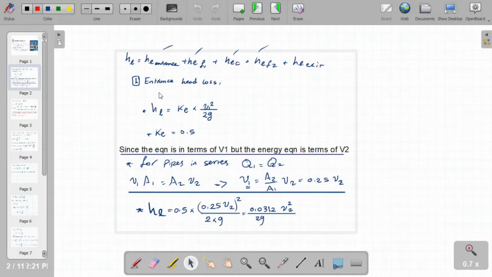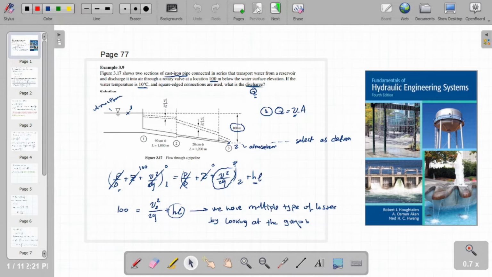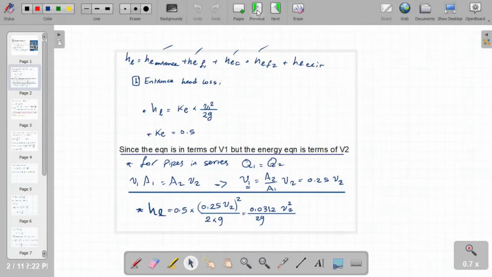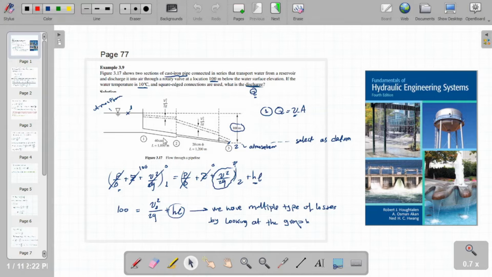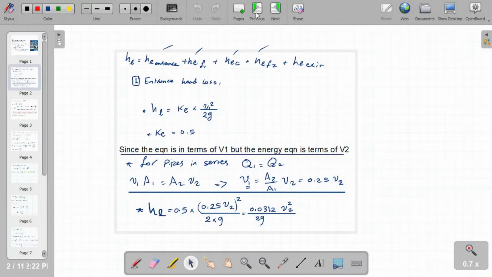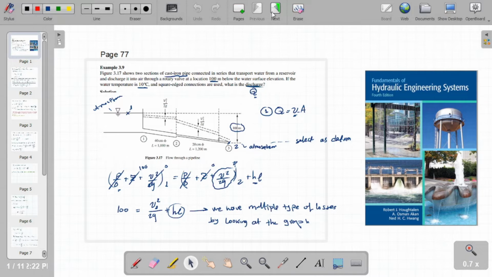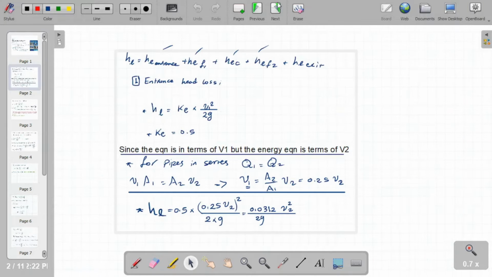Okay, so the head losses that happen through the transition of water from point 1 to point 2: there are multiple head losses. We have the entrance head loss, which happens as water transitions from this reservoir to this pipe, and then we have a friction head loss in the first pipe. We also have a contraction head loss, because the water transitioned from a bigger pipe to a slightly smaller pipe, and we also have a friction head loss in the second pipe, and then we have a head loss at the exit because there's a valve.